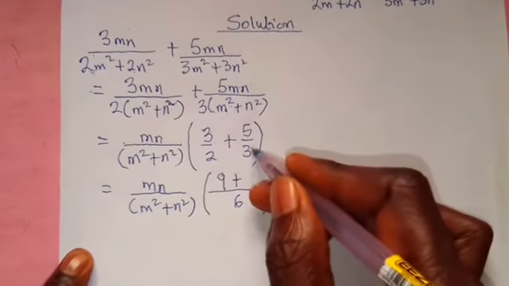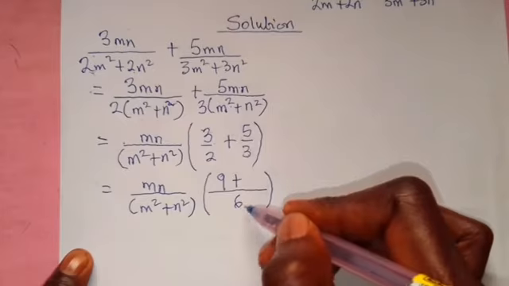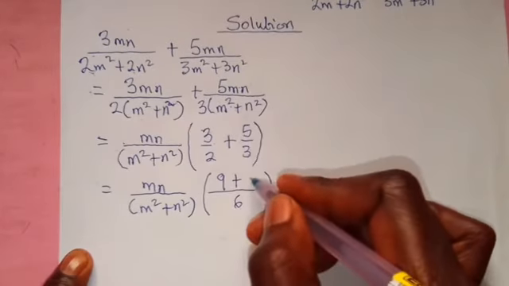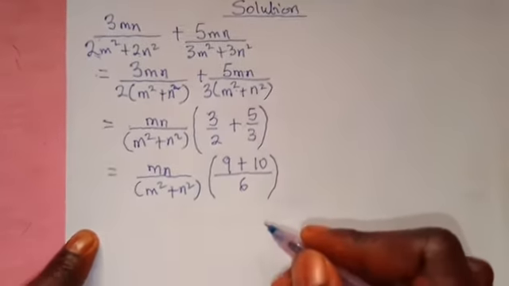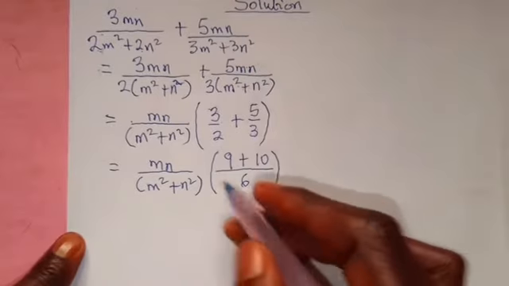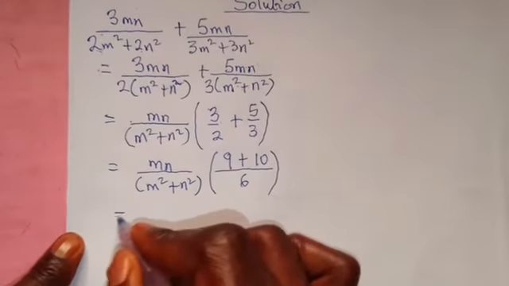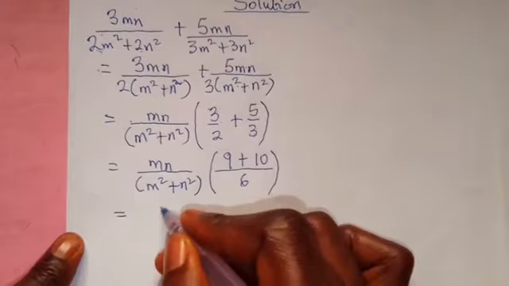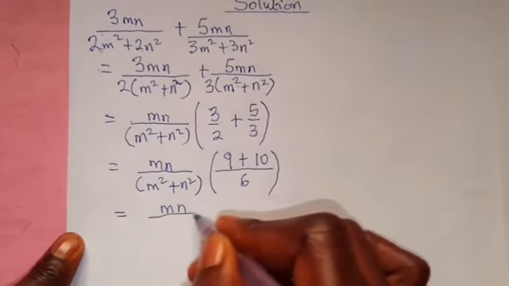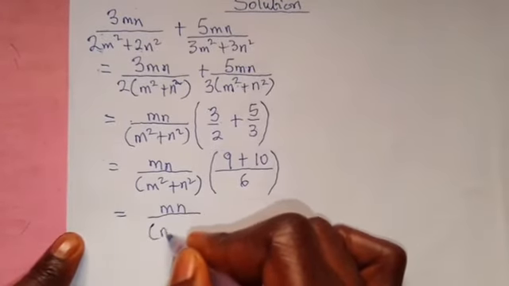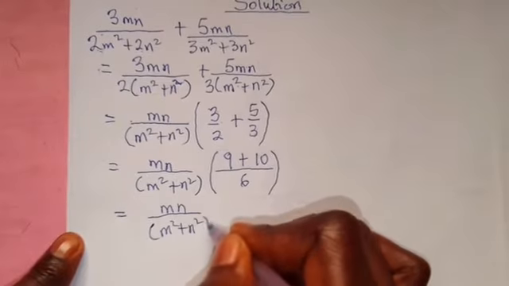Then plus, do the same thing here. 3 into 6 is 2, 2 times this is 10. Alright, so that is what we got here. So finally, we are going to have mn all upon m squared plus n squared.